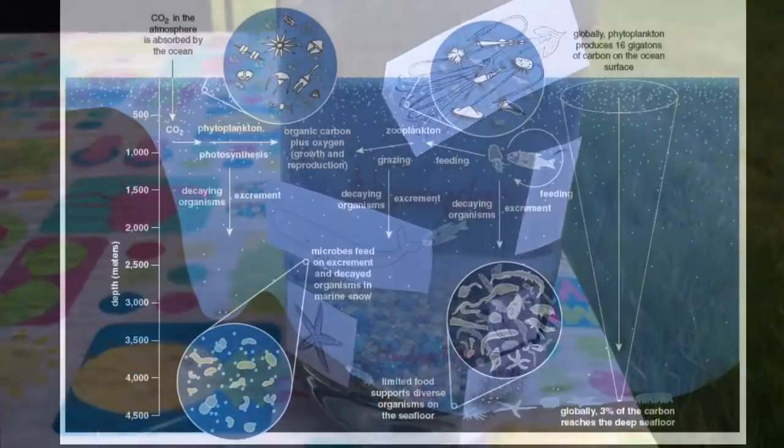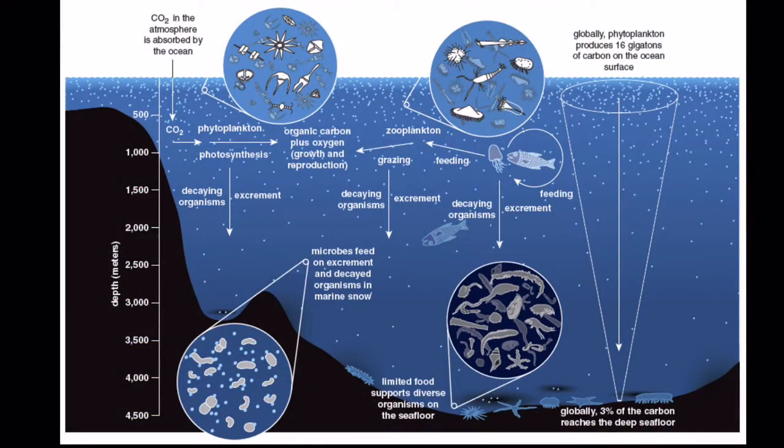So I thought this was a great diagram to represent nutrient recycling in the deep sea ecosystem. As you can see at the top, it starts with CO2 being absorbed into the ocean from the atmosphere. And CO2 is used by many different organisms for growth and reproduction. You can see towards the bottom microbes feeding on excrement and decayed organisms in marine snow, like we talked about before, with marine snow being an important part of how many organisms obtain nutrients.